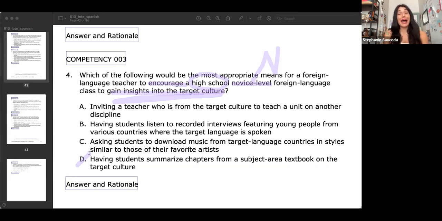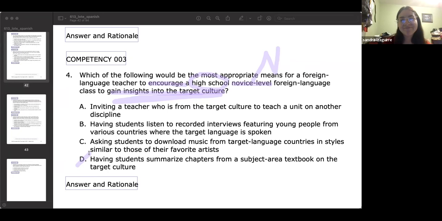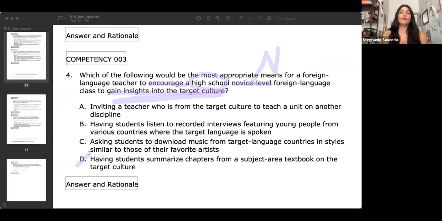But can we ask students to download music though? Can we say, oh, you have to go home and download music from a target language? We might get into some trouble in that area, but for them to go out and research it possibly would be better. What about having them listen to interviews featuring young people from the countries, people their age, at the mall or in different areas, talking about things that they like or topics?